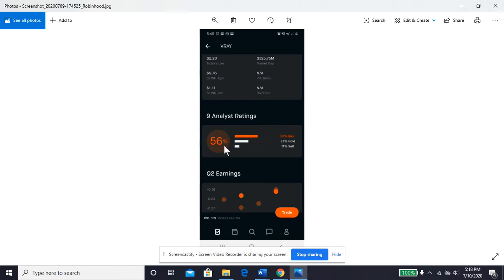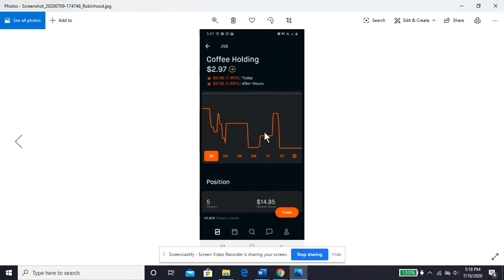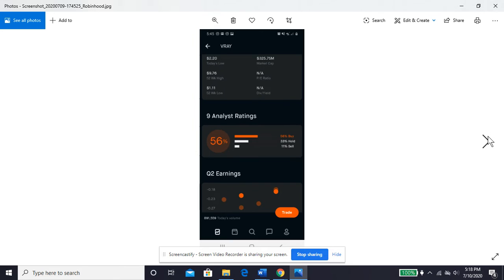Now, it looks like 56% of experts are saying to buy more of the stock, while 33% are saying to just hold on to what you have. Don't buy more, just hold on to what you have. And only 11% are suggesting that people should sell the stock. So now I have a decision to make with this information. So it looks like the majority say either hold on to what you have or buy more, right?